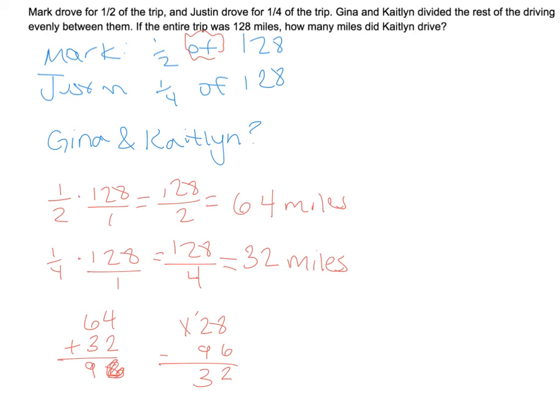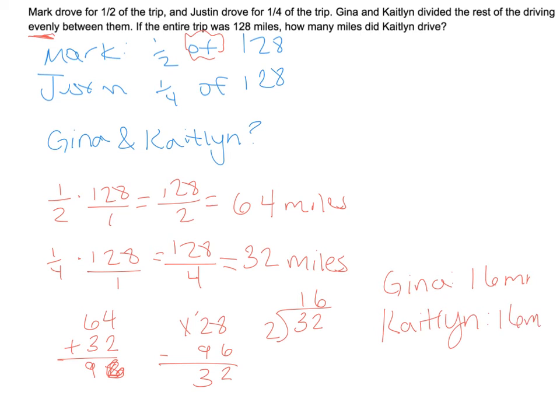So 32 miles split between Gina and Caitlin evenly, as this problem says up top, evenly. Then 32 divided by 2 is going to give us 16. So Gina drove 16 miles, and Caitlin also drove 16 miles.